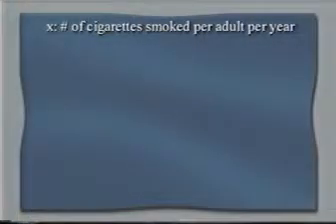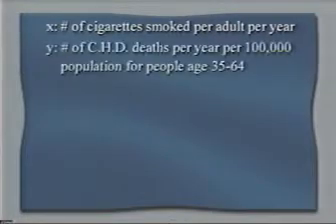Using a graphical representation of a linear function is quite useful. Another interesting set of data that I've looked at involves the relationship between national cigarette consumption and the mortality rate from coronary heart disease. This also can form a linear model to approximate points, each point representing a different country. The X would be the number of cigarettes smoked per adult per year in that country. The Y value would be the number of deaths per year from coronary heart disease per 100,000 population for people in the age range of 35 to 64.